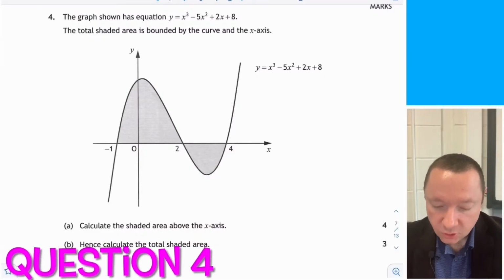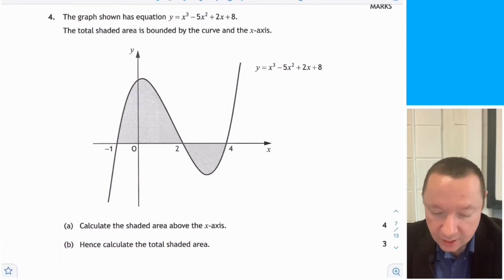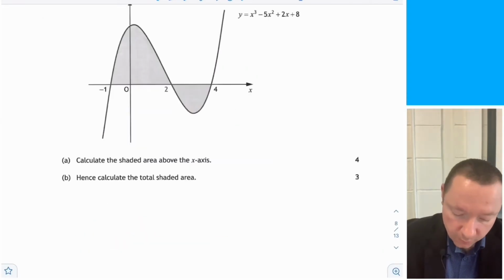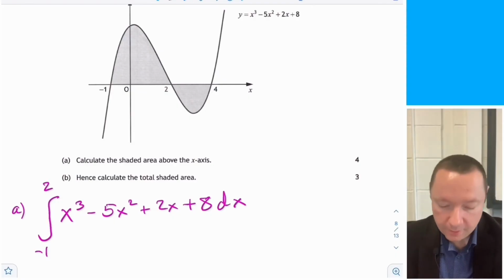Question 4 says the graph has an equation x cubed minus 5x squared plus 2x plus 8. The total shaded area bounded by the curve and the x-axis, we've got this area here and this area here. In the first part of the question, calculate the shaded area above the x-axis, so between -1 and 2. So for part A, we need to integrate between -1 and 2 our function x cubed minus 5x squared plus 2x plus 8 dx. And that'll give us the area.